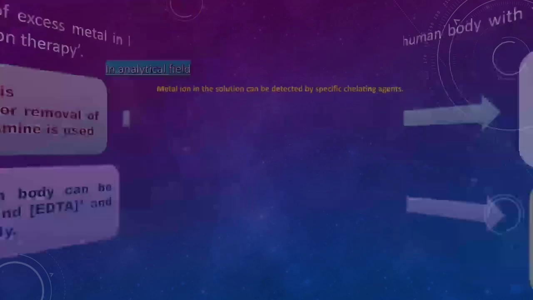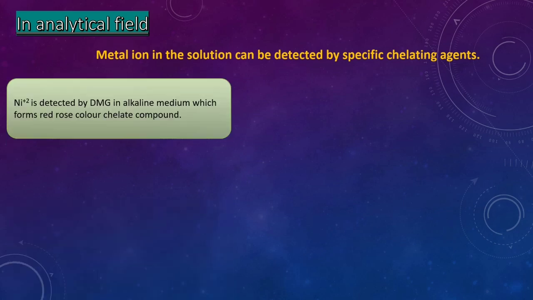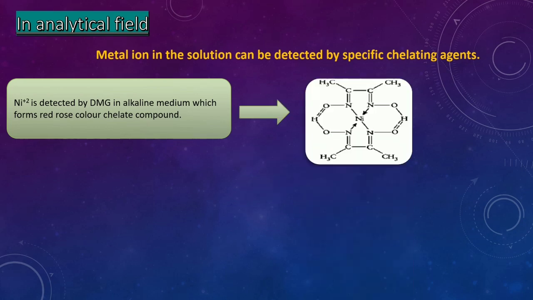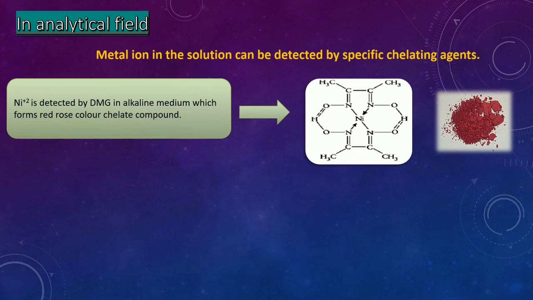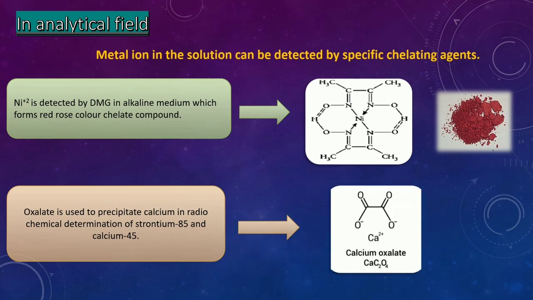Next, analytical chemistry. Metal ions in solution can be detected by specific chelating agents. As an example, nickel 2 plus is detected by DMG, which is known as dimethylglyoxime, in alkaline medium, which forms a red rose color chelate compound. And this is the nickel DMG complex, and this is the color of this complex. Next, oxalate is used to precipitate calcium in radiochemical determination of strontium 85 and calcium 45. This is the calcium oxalate complex.